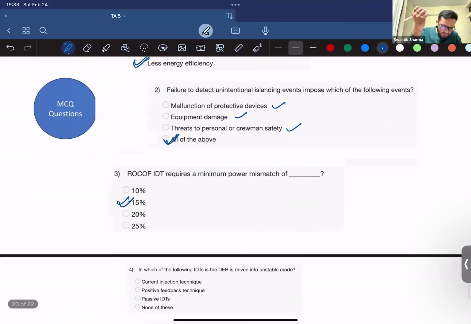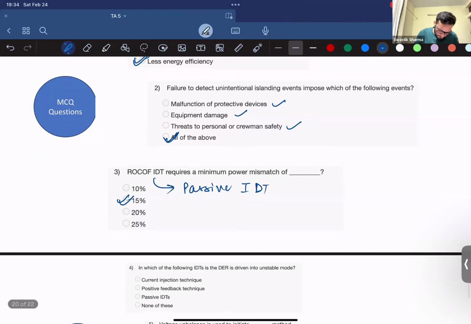So just a follow-up question: which detection technique is it from? I gave you four different kinds of detection techniques, right? Passive, active, hybrid, and communication. Rokoff-based IDT comes under which umbrella? Just a cross question. Passive. Yes, passive, because you are trying to monitor an electrical component.